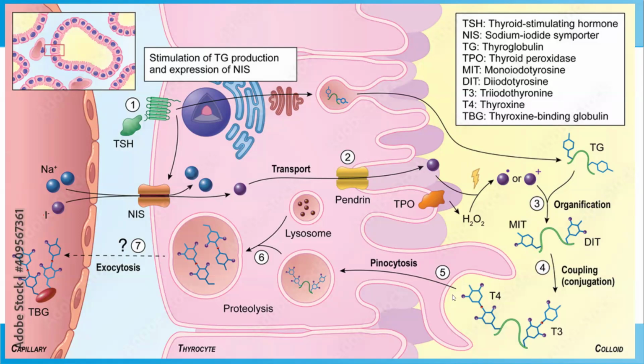Then the follicular epithelial cell phagocytizes it, pinocytizes it, and brings it into the cytoplasm of the follicular epithelial cells, where they get digested to produce free T3 and free T4. Based on the proper stimulus, it gets released out.